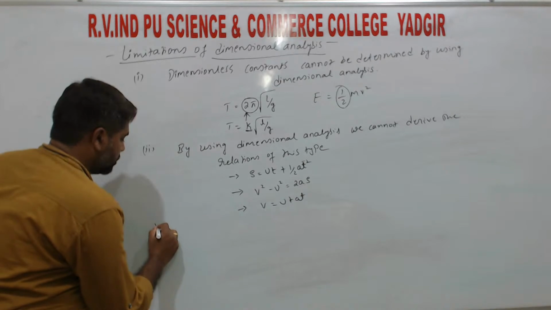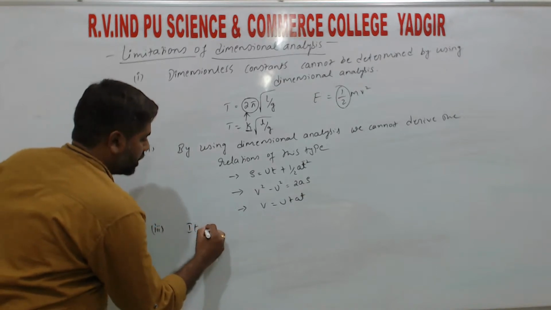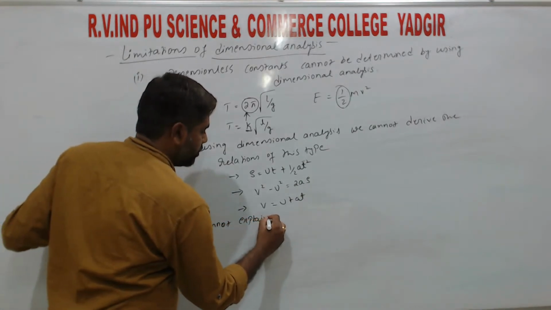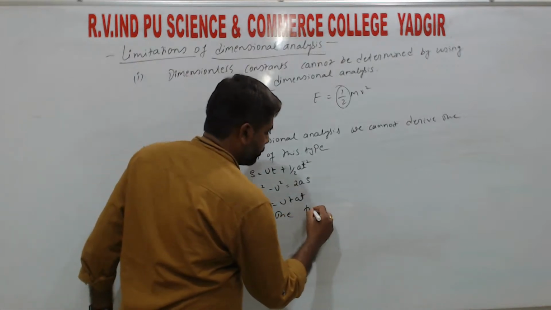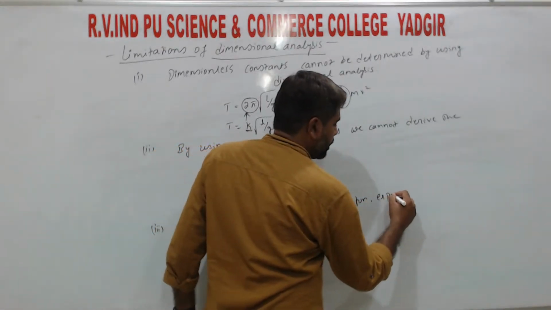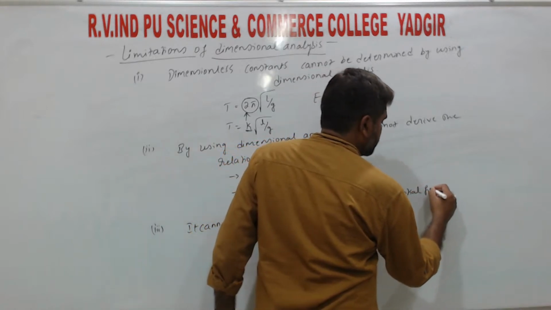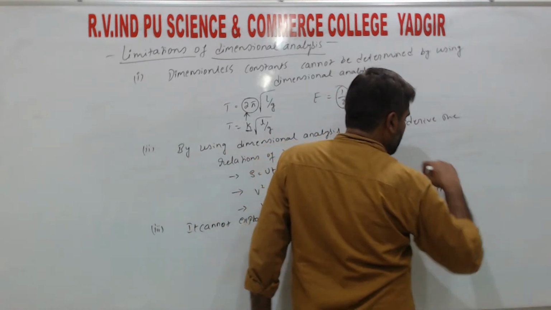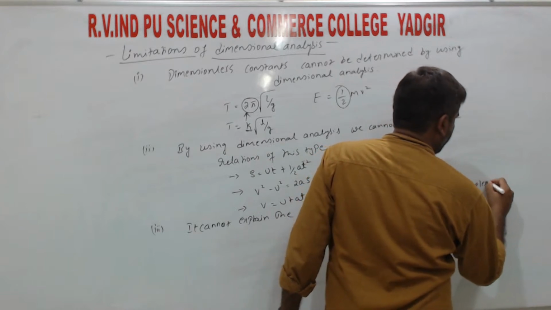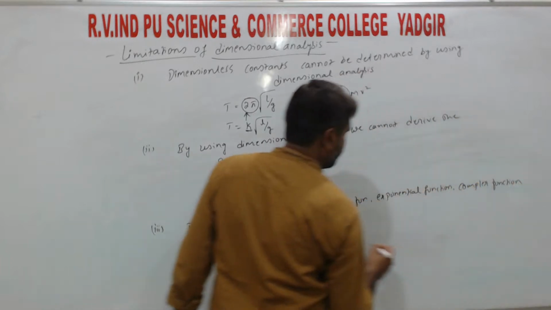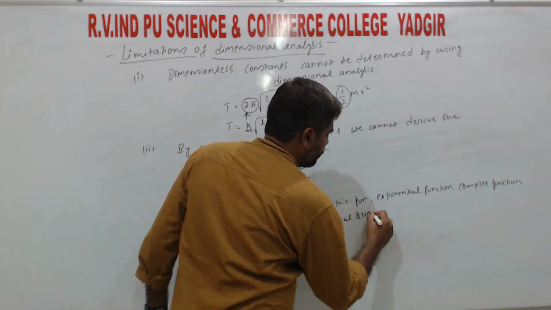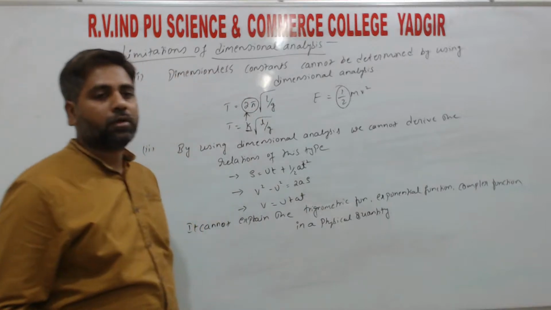So the third one is, it cannot explain the trigonometric function, exponential function, complex function in a physical quantity, right. So this one is the third limitation.